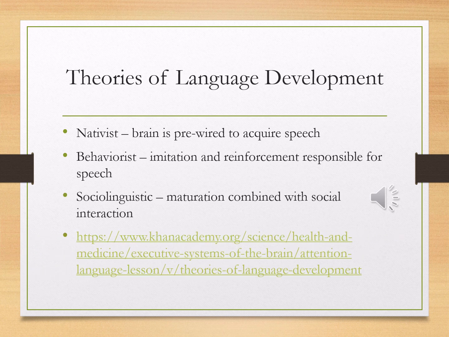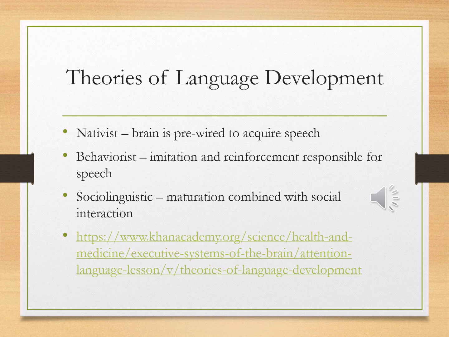There are 3 main theoretical orientations that go along with language development. One is nativist, or the nature side. The other is behaviorist, or the nurture side. And then there's sociolinguistic, which is a combination of nature-nurture. The Khan Academy video on this slide does a very good job of explaining these 3 theories of language development, but just very quickly to add on.